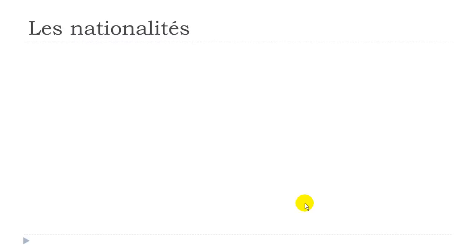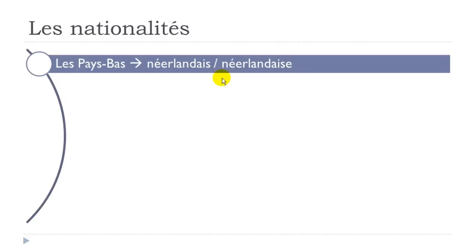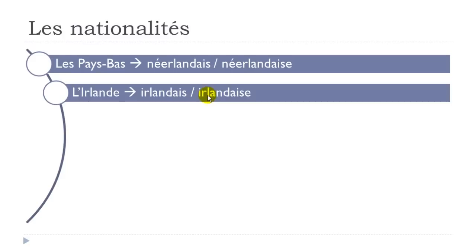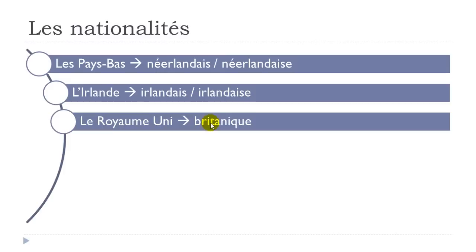Les Pays-Bas, néerlandais, néerlandaise, néerlandais, néerlandaise, okay? L'Irlande, irlandais, irlandaise. Le Royaume-Uni, britannique, okay? Only one form, whether it's masculine or feminine, britannique.